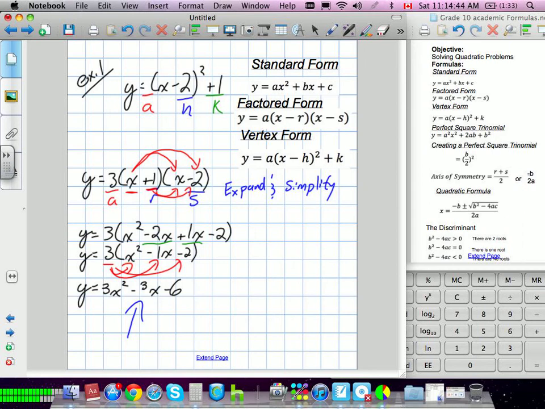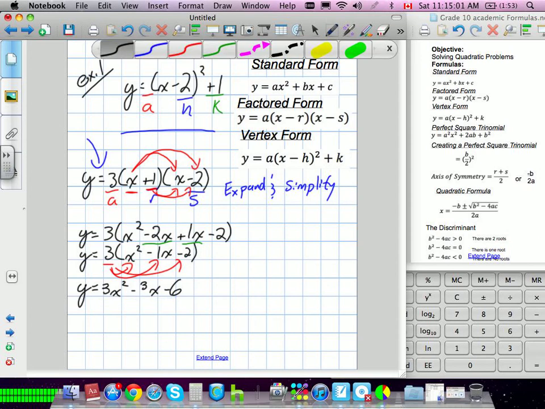So, remember, we started with vertex form, and I changed the question into factored form. Let's put a couple titles on here. So this was a factored form. This is our vertex. And we expanded and simplified, and we got into our standard form.